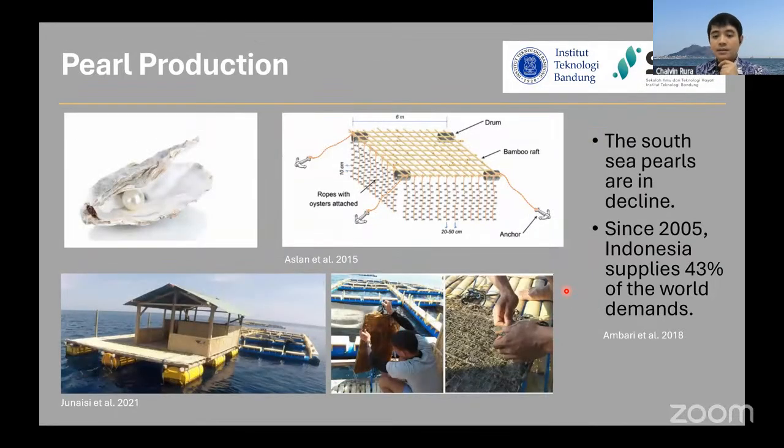Another industry that's been around, I think, hundreds of years is pearl production. I think Indonesia is maybe in the top five of pearl production in the world. However, some pearl species, especially South Sea pearls, are in decline, even though since 2005, 43% of this kind of pearl is produced from Indonesia. This decline, we still don't know whether it is because of production or the sea environment. So yes, we also have pearl production in Indonesia.